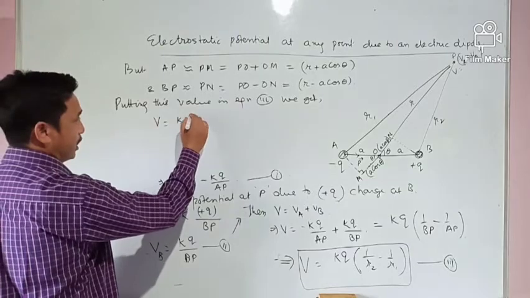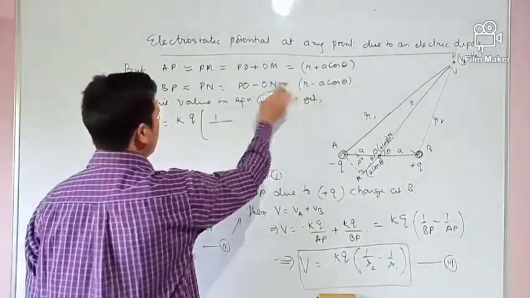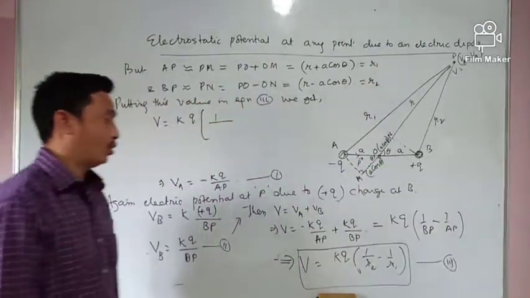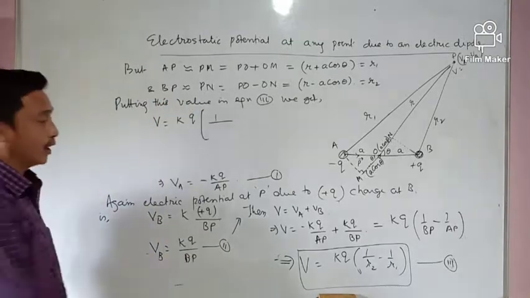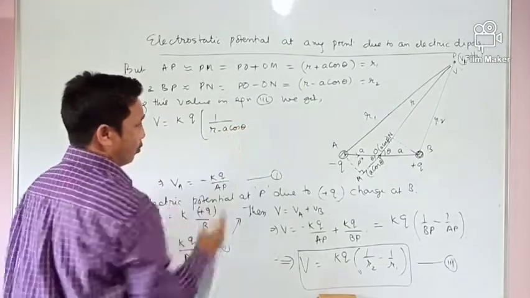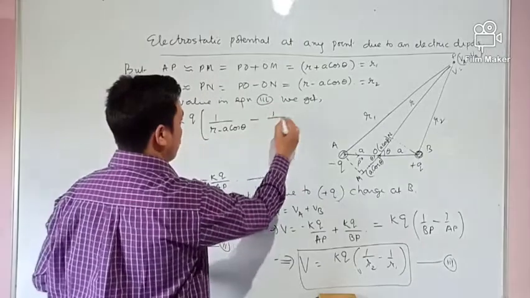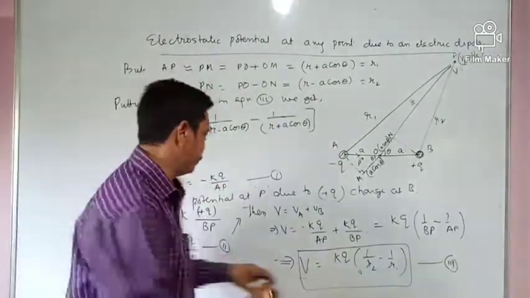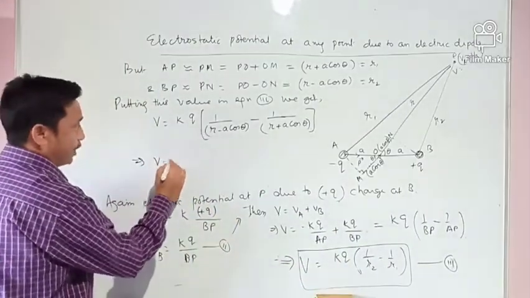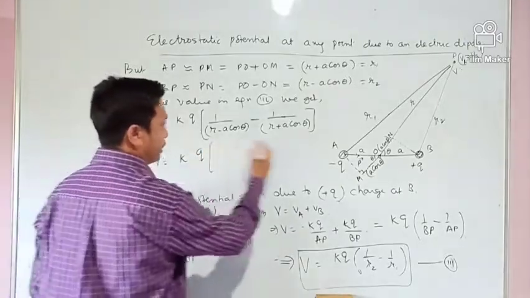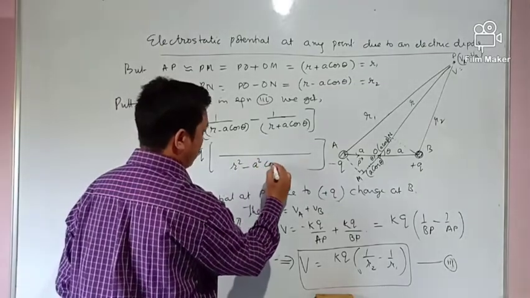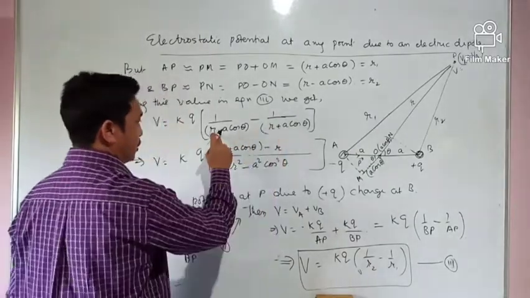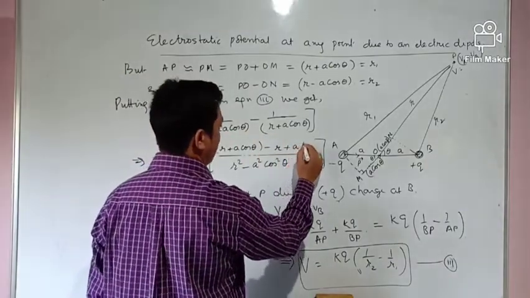V is equal to K Q, Q constant here, so 1 by R2 minus 1 by R1. Putting these values in equation number 3, we get 1 by (R minus A cos theta) minus 1 by (R plus A cos theta). Now V is equal to K Q, then taking the LCM we get R square minus A square cos square theta in the denominator, and in the numerator (R plus A cos theta) minus (R minus A cos theta), which becomes minus plus when you open the bracket.